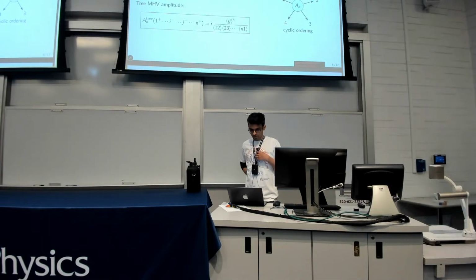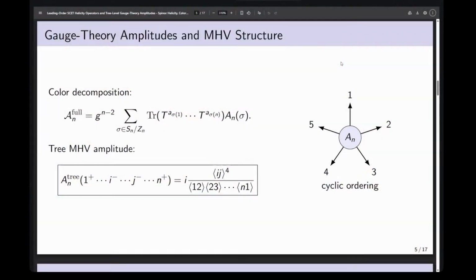Now, using these variables, tree-level amplitudes take an extremely simple form. This expression is known as the MHV amplitude. From a Feynman diagram perspective, this would involve so many diagrams, but here everything collapses into a single compact expression. So this tells us that the usual diagrammatic expansion is not the most natural way to describe such physics.